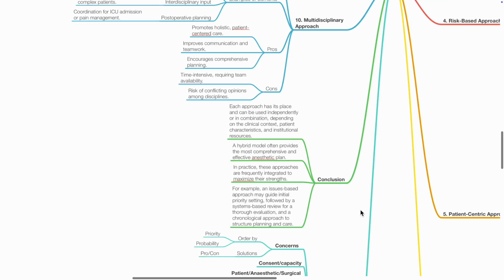As a conclusion, each approach has its place and can be used independently or in combination, depending on the clinical context, patient characteristics, and institutional resources. A hybrid model often provides the most comprehensive and effective anesthetic plan. In practice, these approaches are frequently integrated to maximize their strengths. For example, an issues-based approach may guide initial priority setting, followed by a systems-based review for a thorough evaluation, and chronological approach to structure planning and care.